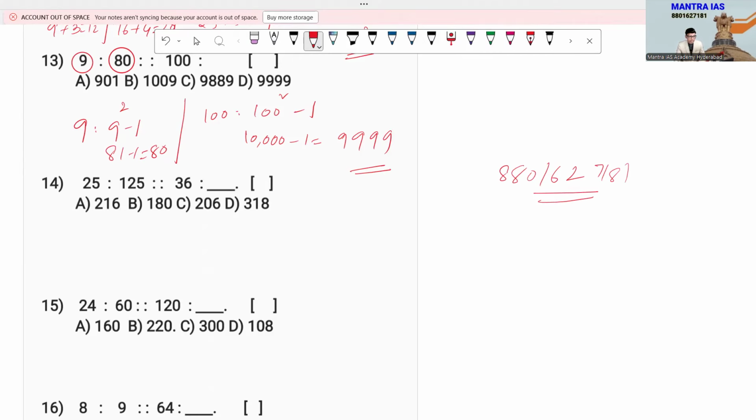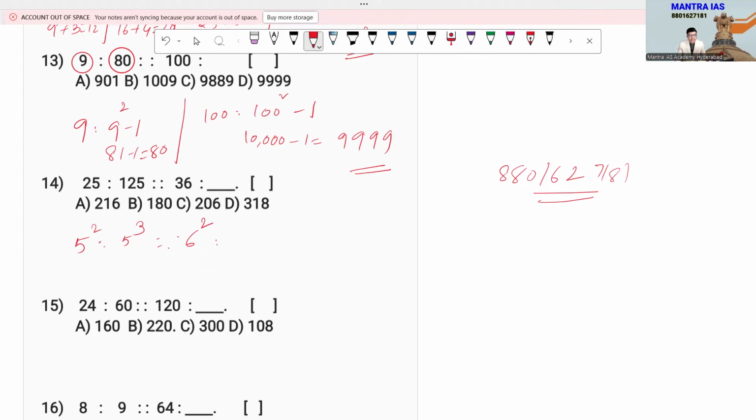Now come to the point. Here the numbers 25 and 125 are two compulsory specific applications. You know that 25 is 5 square, Baba, and 125, no doubt, is 5 cube. So the logic is very clear. 5 square is to 5 cube. So apply the same style.